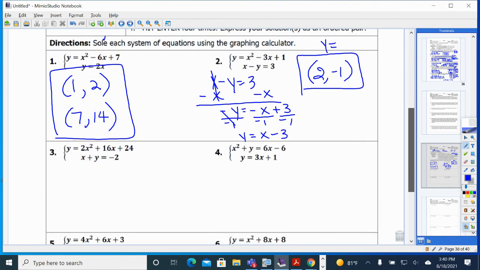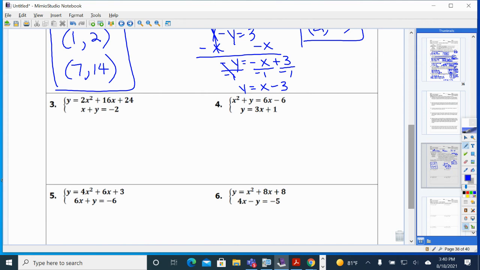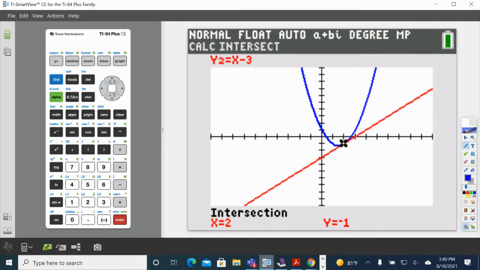Let's jump down to number 3. Number 3, the first equation already has y by itself, which is great. For the second equation, I've got x plus y equals negative 2. We need to subtract the x. And we get y equals negative x minus 2. Okay, let's go back to the calculator and put those in.